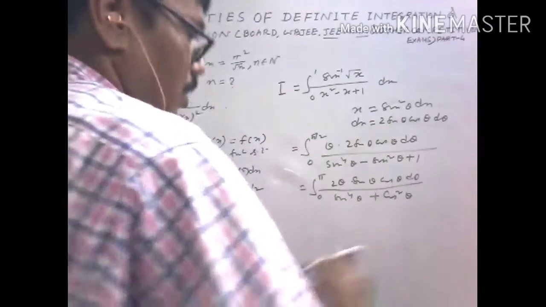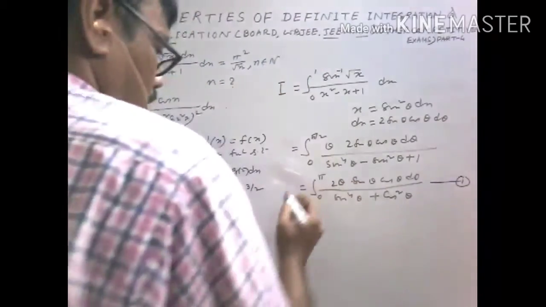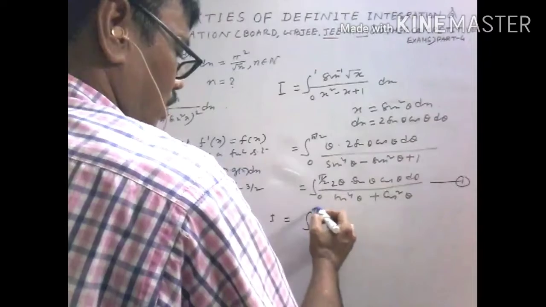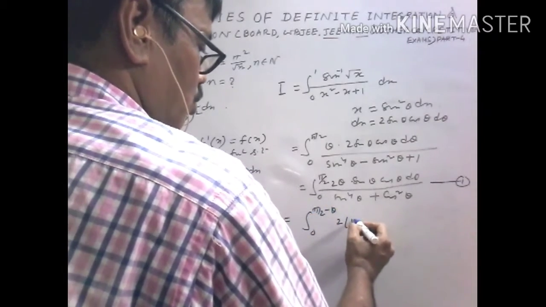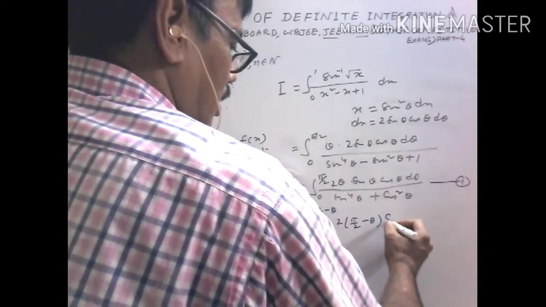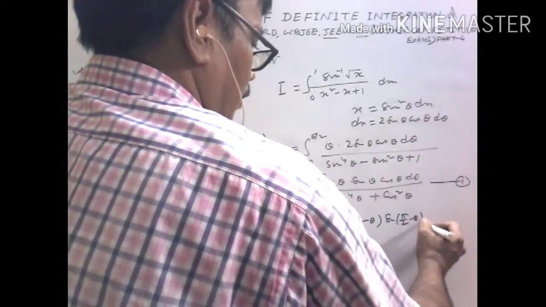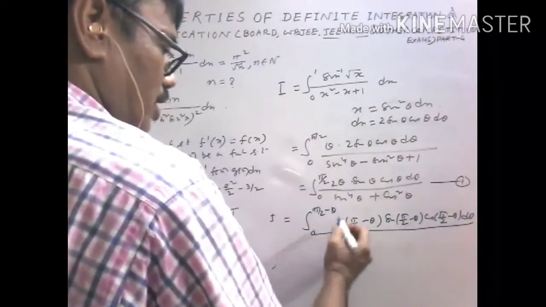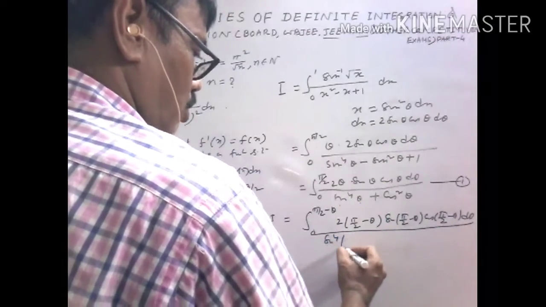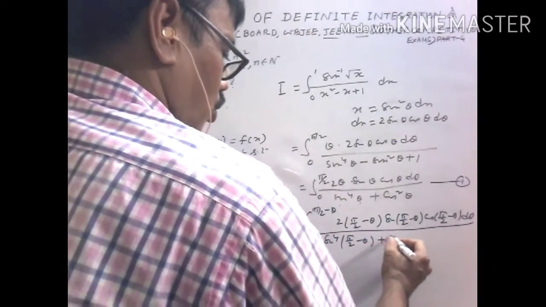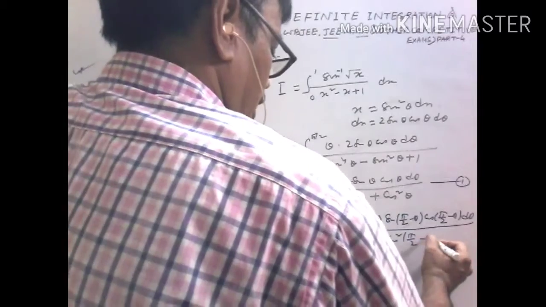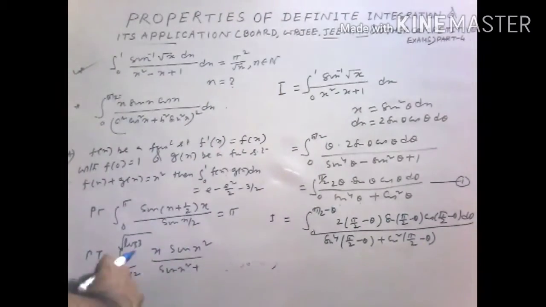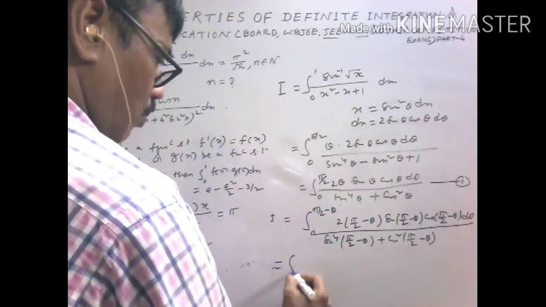So using properties, so what is our property? Replace theta by pi by 2 minus theta. So 2 into pi by 2 minus theta, sin pi by 2 minus theta, cos pi by 2 minus theta d theta. And this is sin to the power 4 pi by 2 minus theta, cos square pi by 2 minus theta. So this is a typical problem.